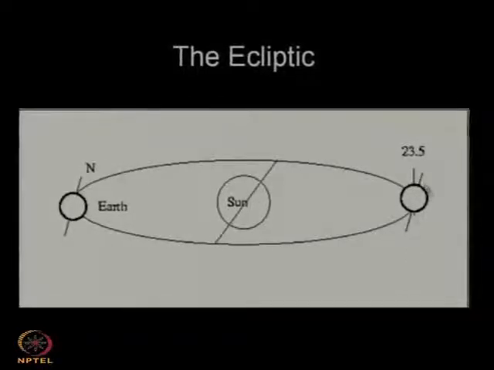Now the rotation axis of the earth, which I just told you points at present towards Polaris, is not perpendicular to this plane of the orbit, but it makes an angle of roughly 23.5 degrees. So the rotation axis of the earth makes an angle of 23.5 degrees, shown over here, with respect to the normal to this orbit of the earth. So the rotation axis makes an angle of 23.5 degrees with respect to the normal to the plane of the orbit. This plane of the orbit is called the ecliptic plane.